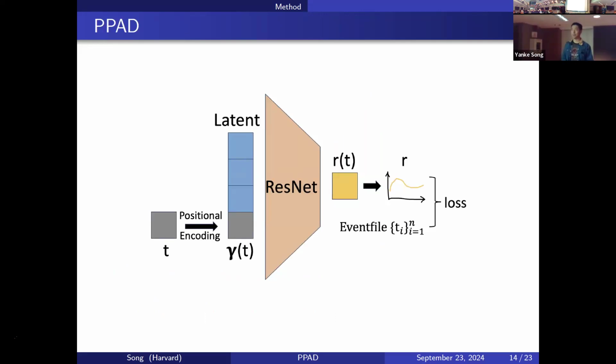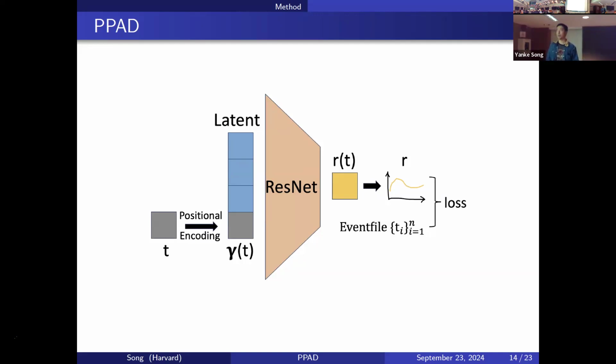Specifically in our case, this is the whole pipeline visualization of the PPAD, which is the Poisson Process AutoDecoder. All of this is probably a review. So t is any time that we're interested in. We first do a positional encoding, which is the sine, cosine encoding, to produce a vector called gamma t. We concatenate this vector with a randomly initialized latent for each event file. We pass this through a ResNet decoder, and it outputs a single value, which is the light curve value at that time t. That's for a single time.